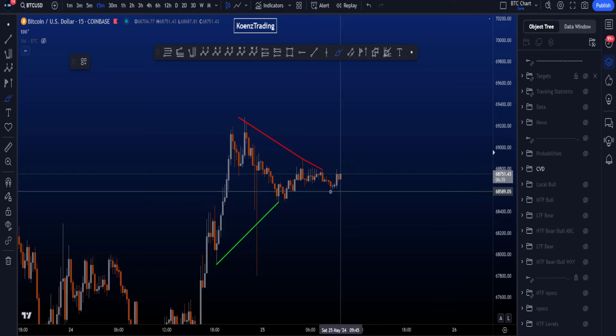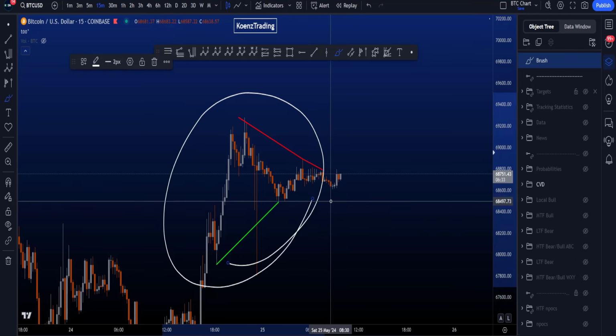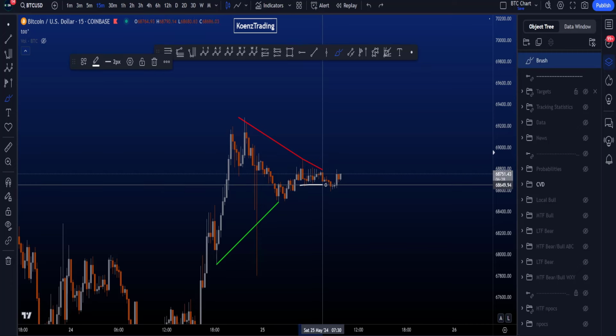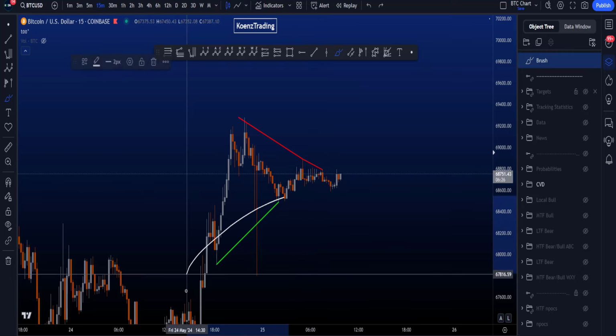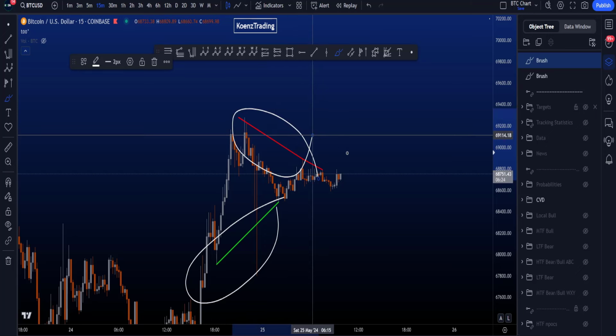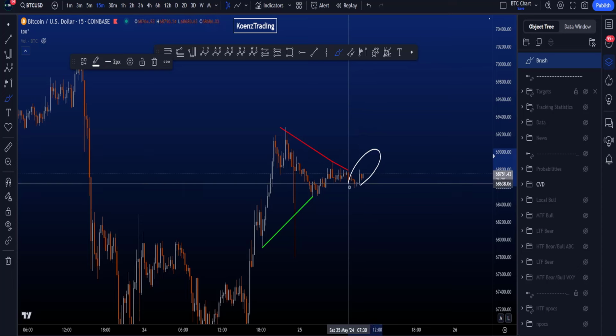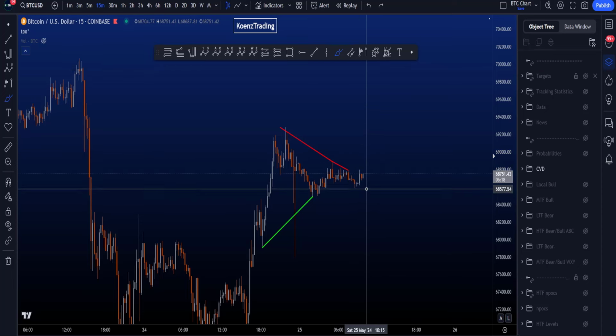Looking at these CVD divergences, we have both bullish and bearish CVD divergences. The smaller bearish CVD divergence here already played out as price took out this low. So now we have the bullish and the bearish CVD left. Bit of a mix. See what price is going to do and what other signs it's going to give us on, for example, a 3-minute time frame.